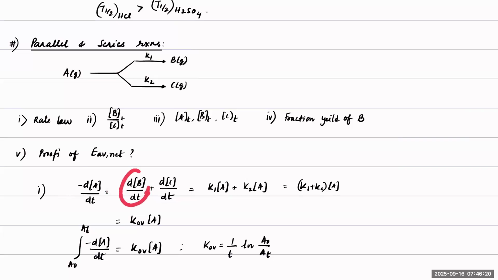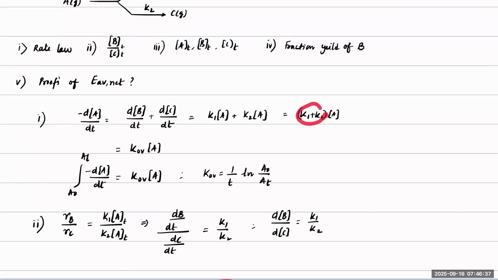So rate of B will be equal to K1 into A, because that is the only way B is gaining, and rate of C gain will be K2 into A. That is the way it is gaining. Correct? So we can write it as K1 plus K2 into A. We can write K1 plus K2 as K overall. So K overall into A. Clear?